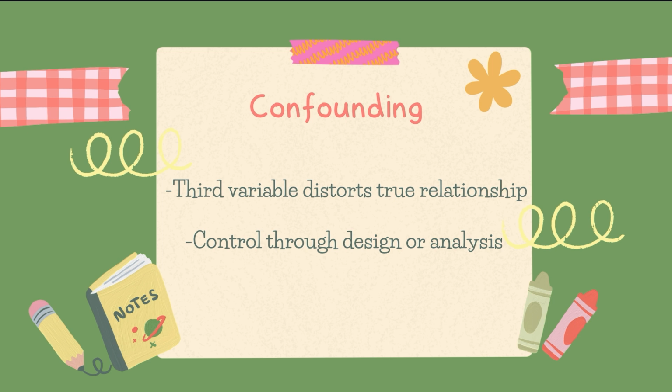Lastly, we have confounding bias. Confounding happens when a third variable is linked to both the exposure and the outcome, making it seem like there's a direct relationship when there really isn't. For example, if we find that coffee drinkers have higher rates of lung cancer, we might assume coffee is to blame. But if coffee drinkers are also more likely to smoke, smoking is the real cause. It's the confounder. Researchers can control for confounding through randomization, matching, or statistical adjustments.